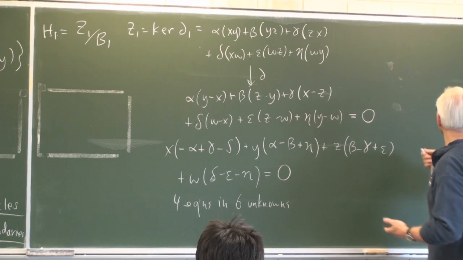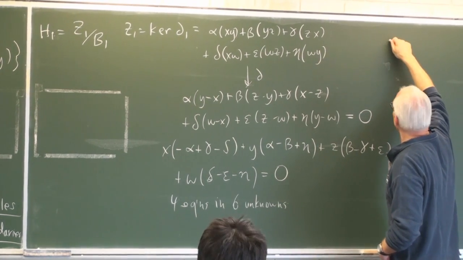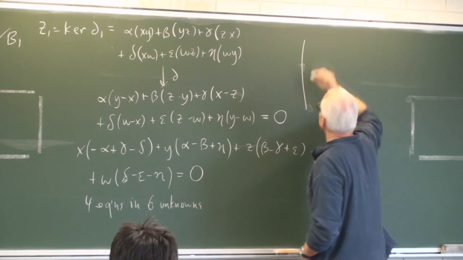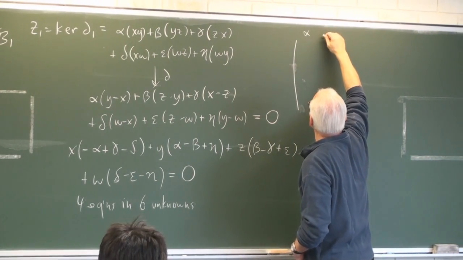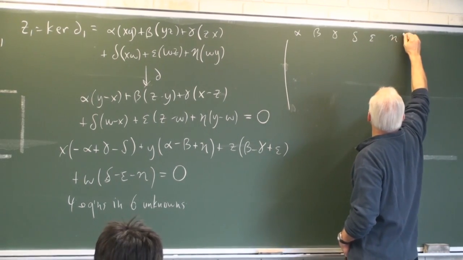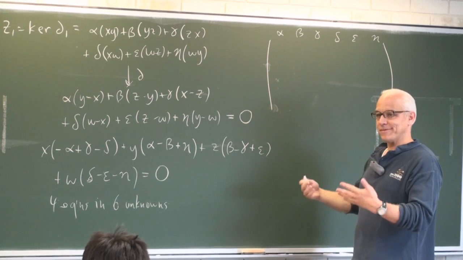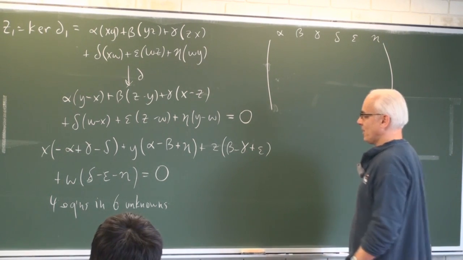All right, we do some linear algebra. So let's set up a matrix that represents this. And let's label the columns alpha, beta, gamma, delta, epsilon, and eta to be organized. I'm going to write down these equations in terms of a matrix.